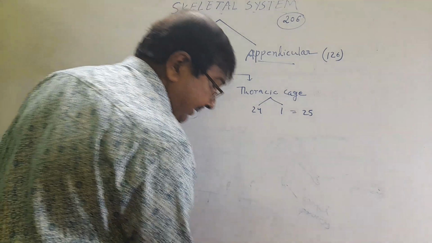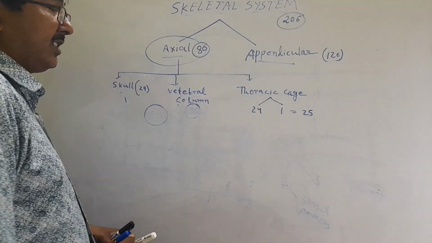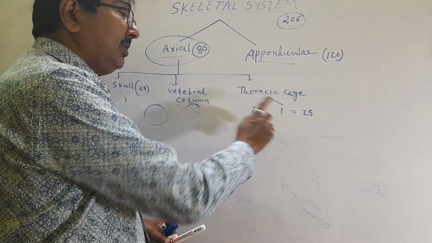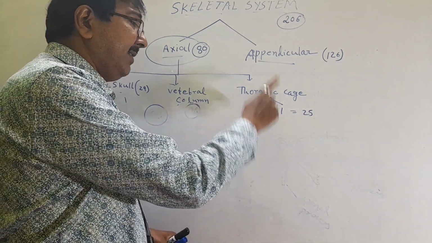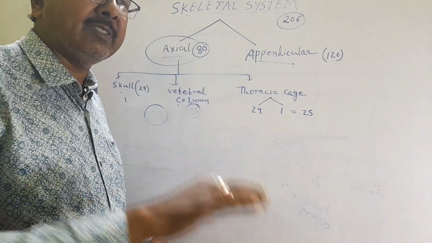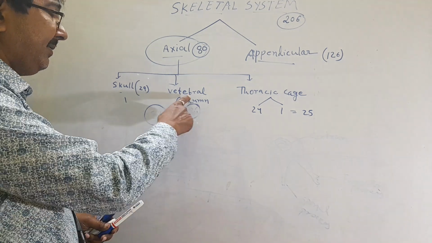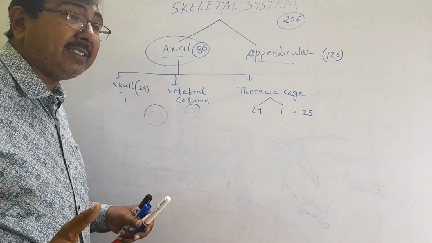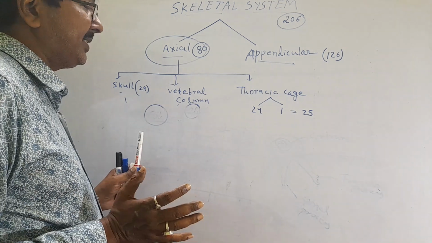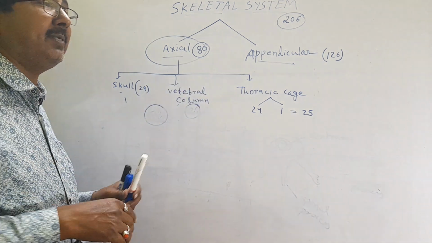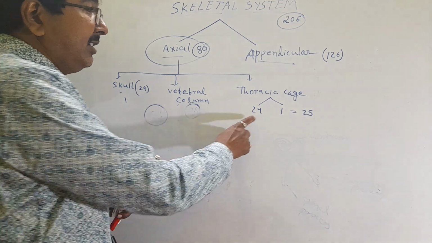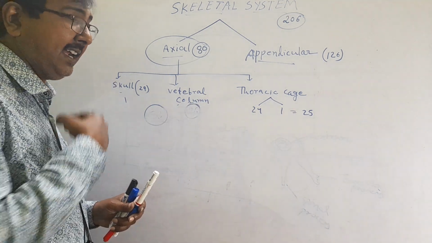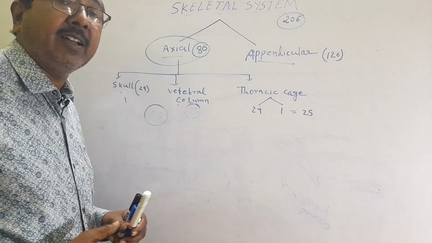Next is the thoracic cage. Why thoracic cage? It has two parts, rib cage and sternum. The rib cage is also called the thoracic cage because in the vertebral column there is the thoracic vertebra, and all ribs are attached to the thoracic vertebra. That's why it is called the thoracic cage. And another bone is present on the anterior side, called the sternum.